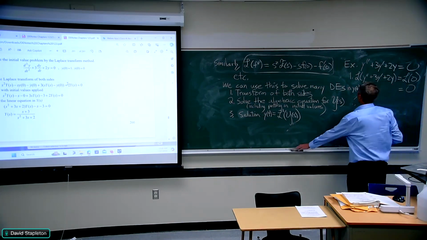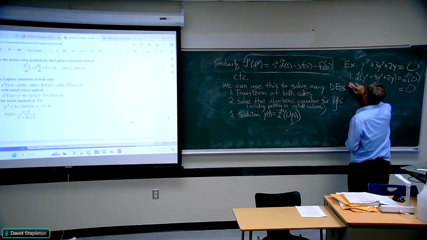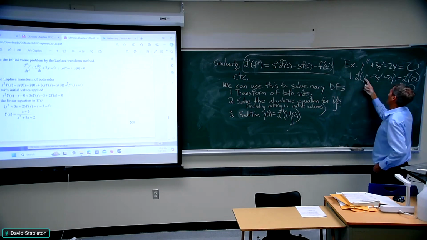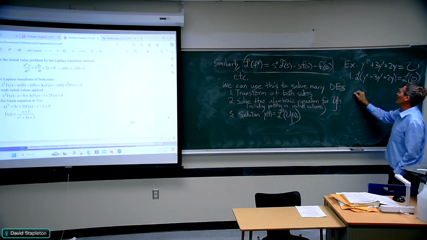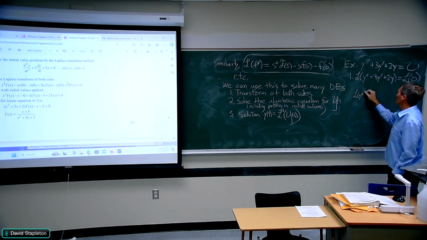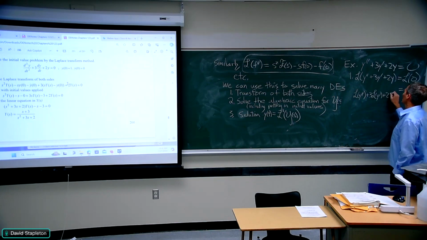If I can erase the end of this just to make some room. And now we expand this, right? The Laplace transform of a linear combination is the linear combination of the transforms. So using that property twice, it's the Laplace transform of y double prime plus 3 times the Laplace transform of y prime plus 2 times the Laplace transform of y equals 0.